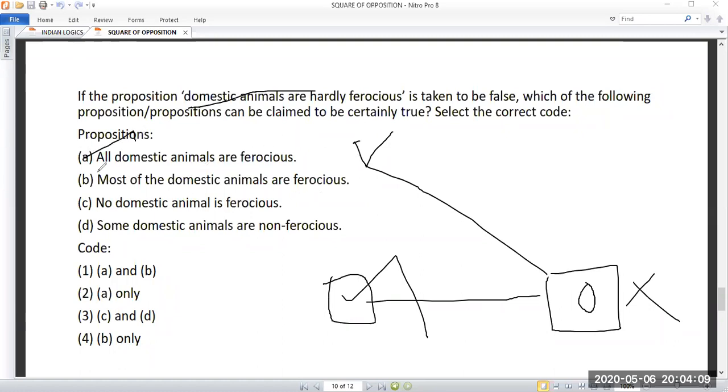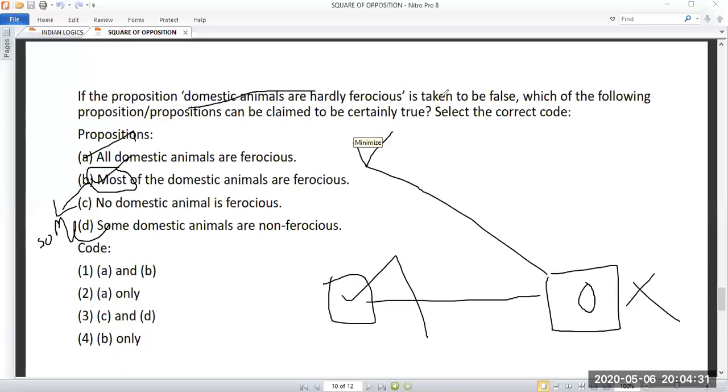So what will happen? All domestic animals are ferocious. This is the first one, and most of the domestic animals are ferocious. We have seen the hidden proposition. Most means it shows some. Okay, so these are the answers A and B. Everyone is getting it, I hope.